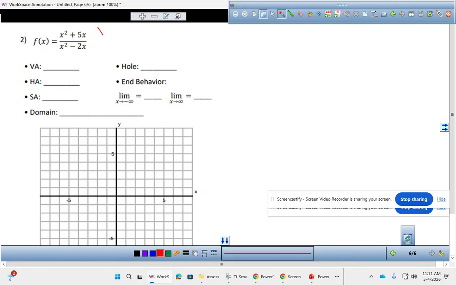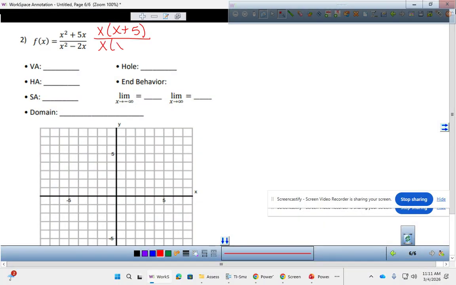So I'm first going to factor everything that I can. And I can divide an x out of both of those. What are the domain restrictions here? 0 and 2. So x can't be 0 or 2. 0 comes first. So my domain is negative infinity to 0, 0 to 2, 2 to infinity.